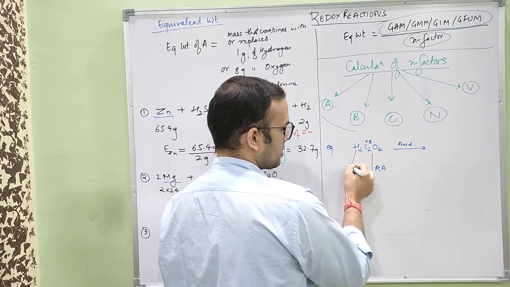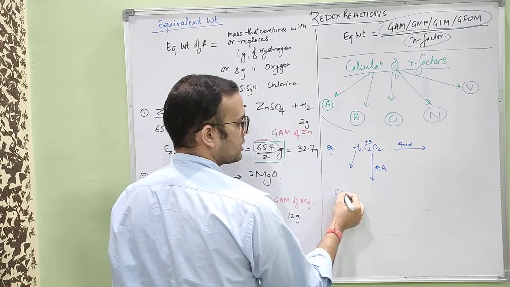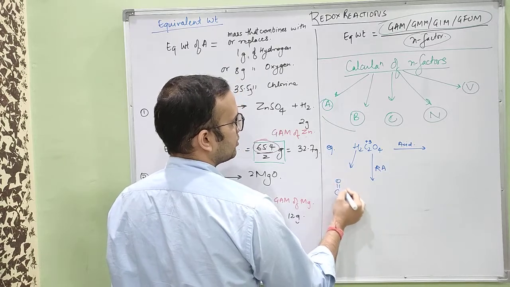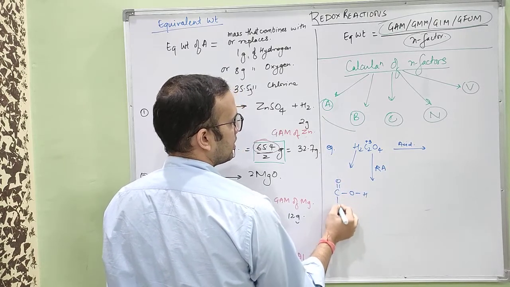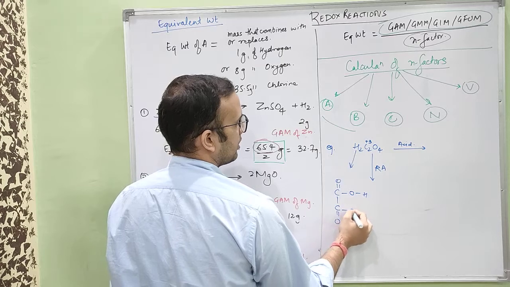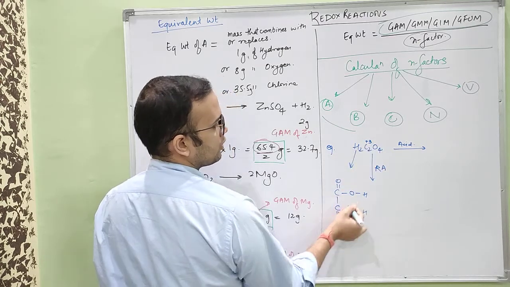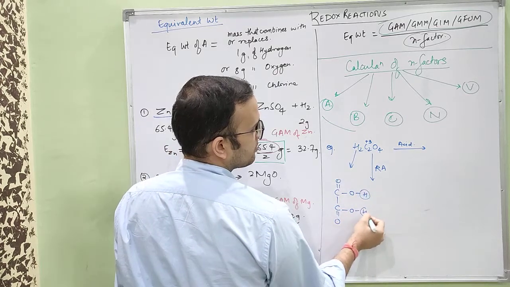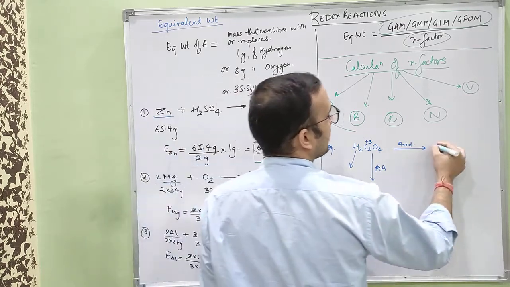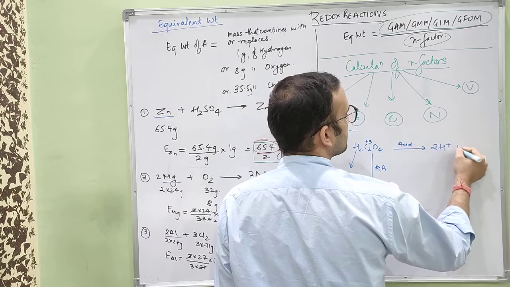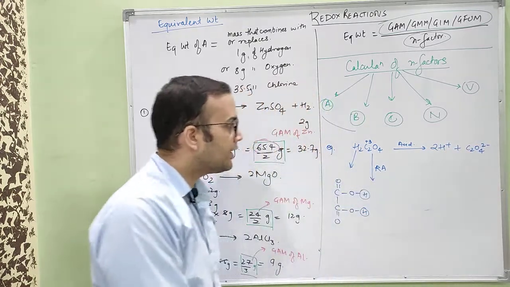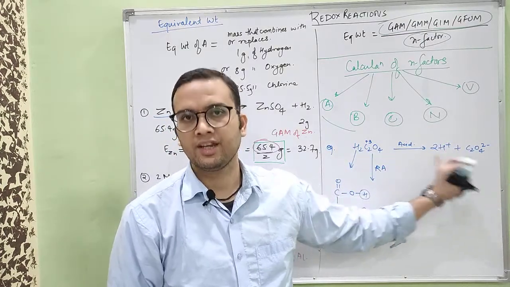If you want to know the structure of this, it is COOH, COOH. This is the structure of H2C2O4. That means it has 2H plus it can give. So we can say that it can give 2H plus and C2O4 2 minus. So here it is behaving like an acid.